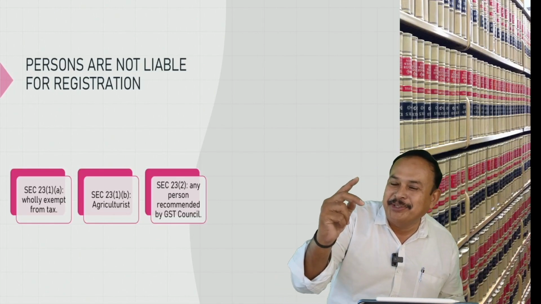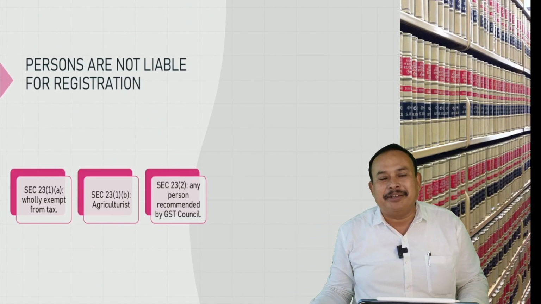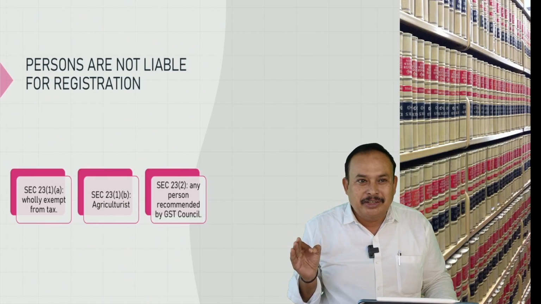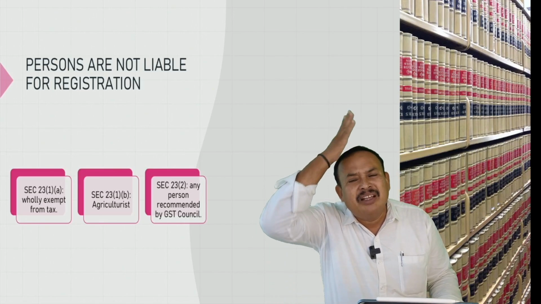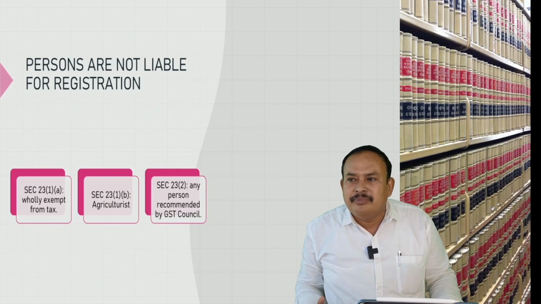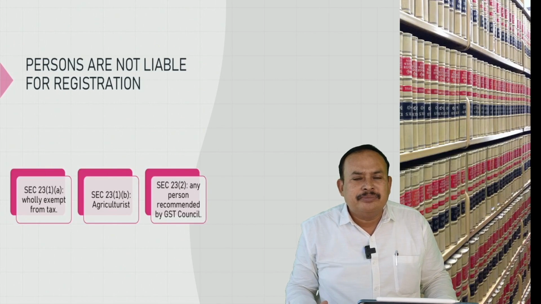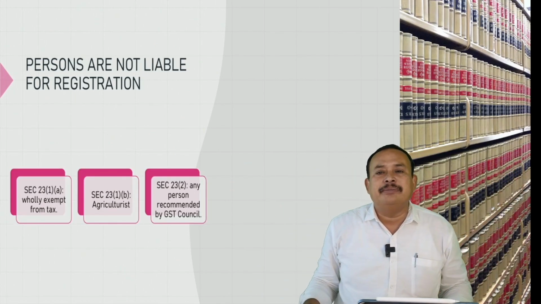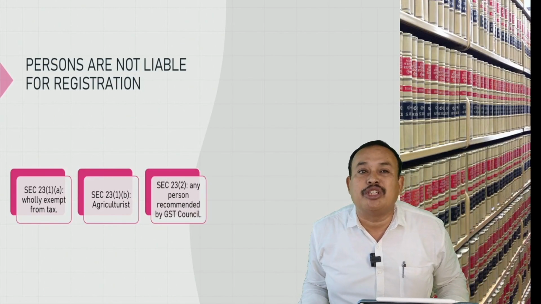Now entering into section 24, very, very important: class of persons. For a few classes of persons, registration is mandatory. Your turnover is immaterial. You get my point? Turnover immaterial. For you, registration is 100% compulsory. The list we have under section 24: class 1, class 2, class 3.